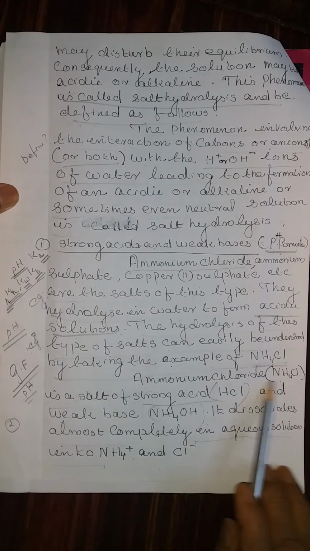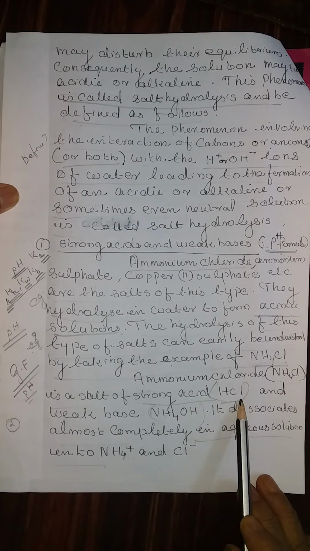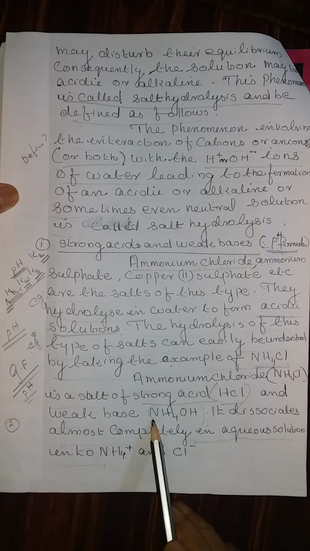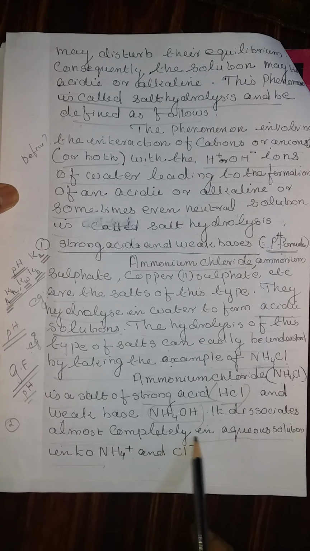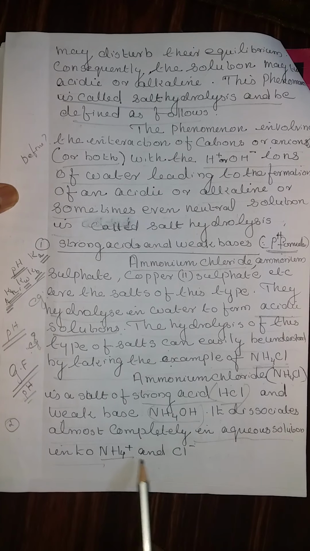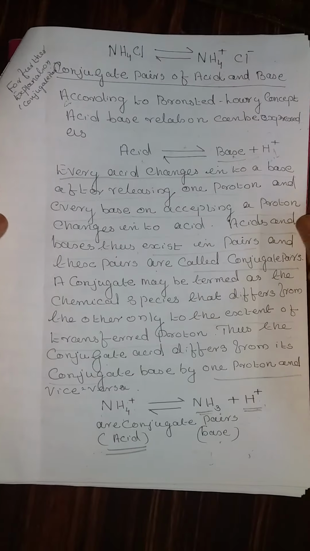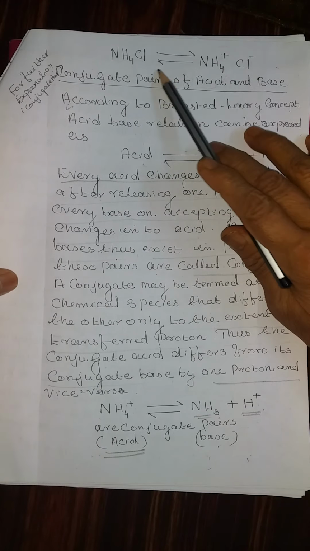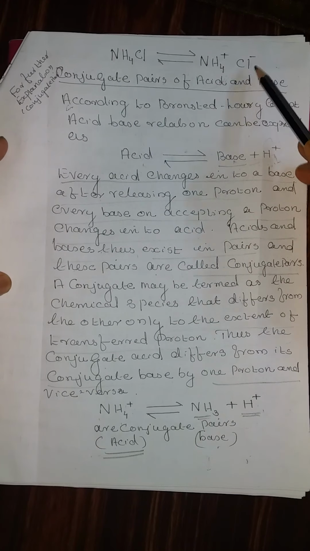Ammonium chloride NH4Cl is the salt of a strong acid HCl and a weak base NH4OH. It dissociates almost completely in aqueous solution and forms NH4 plus and Cl minus. That is the ionization. NH4Cl undergoes ionization and forms NH4 plus and Cl minus.